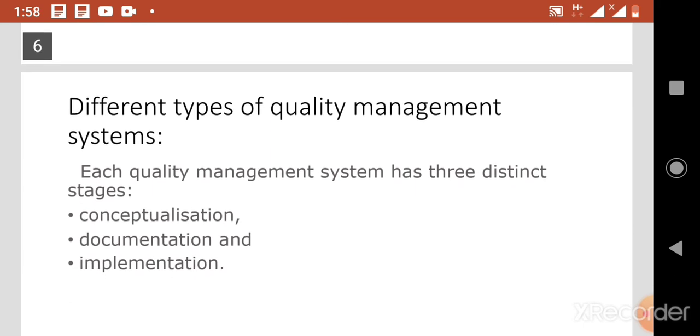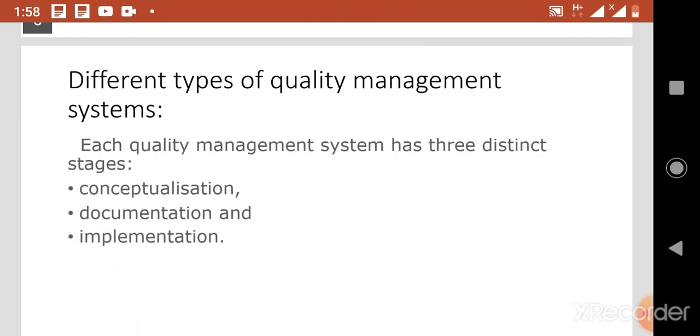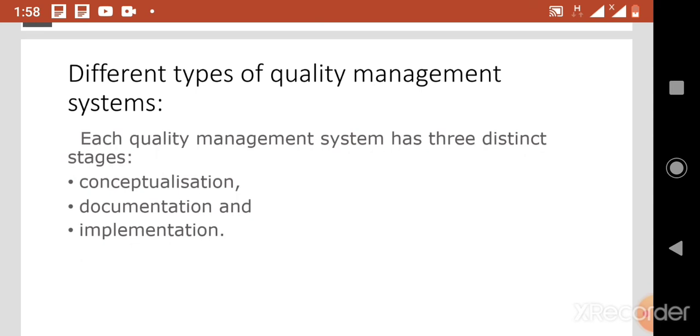Before going to know about the types of quality systems, as we know, to implement them in our business, John Ruskin, an art critic, once said, "Quality is never an accident. It is always the result of intelligent effort." Here the types of quality management systems are these: conceptualization, documentation, and implementation. Before knowing it as a quality management system, we have to ensure these following three distinct stages.